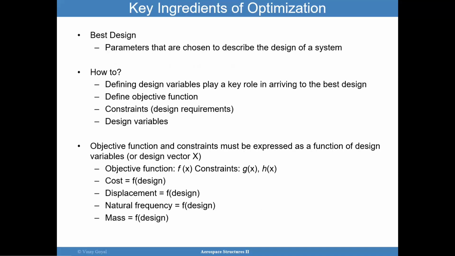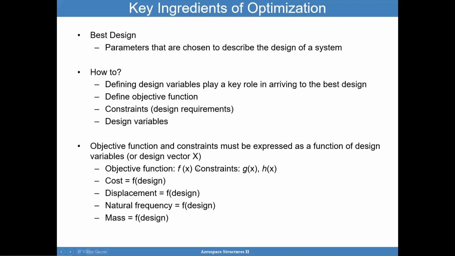The best design is really determined by the parameters that are chosen to describe the design of the system. And how do you do that? You define design variables, and these design variables play a key role in arriving at that best design. You can define an objective function, which can be the strain energy, the weight. You may have to specify constraints, and then you may have to also really look for what the design variables are, which could be size, thickness, volume.